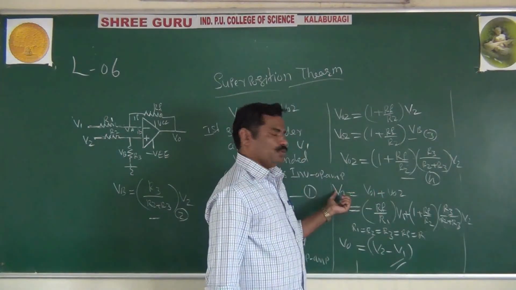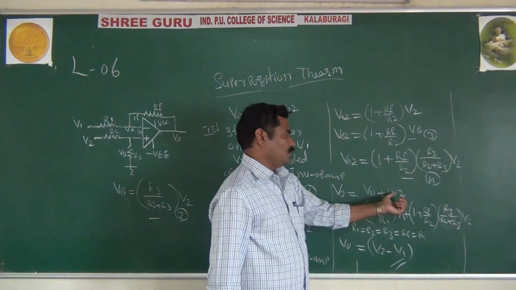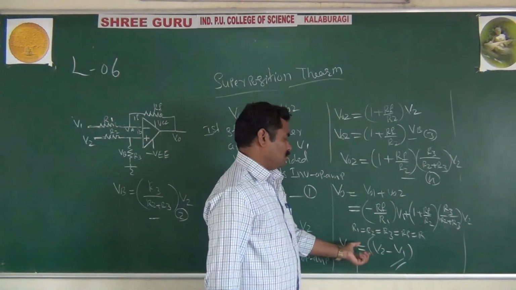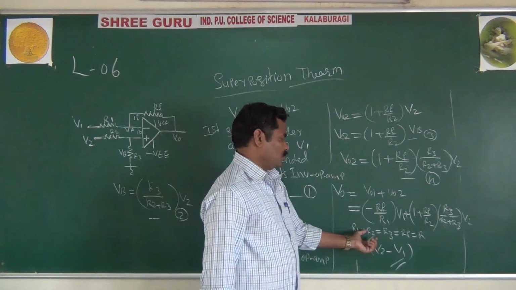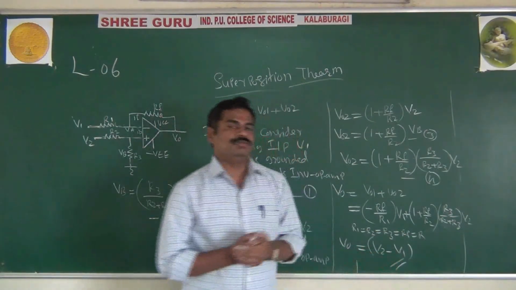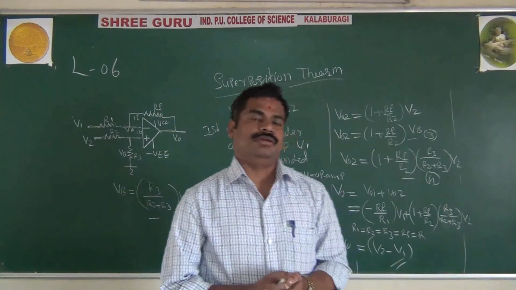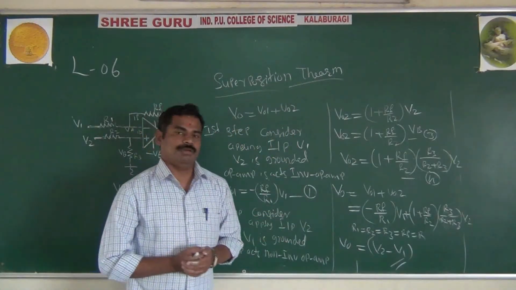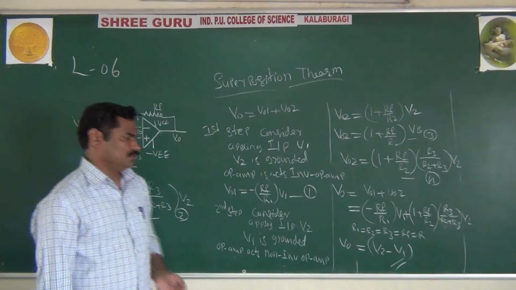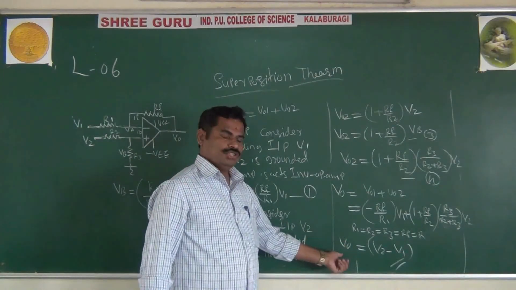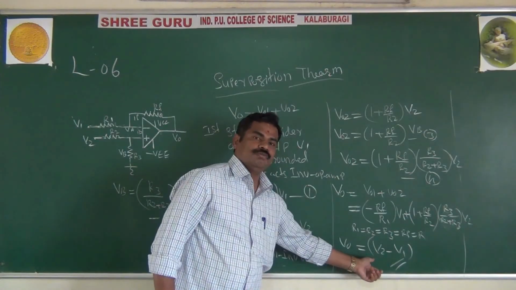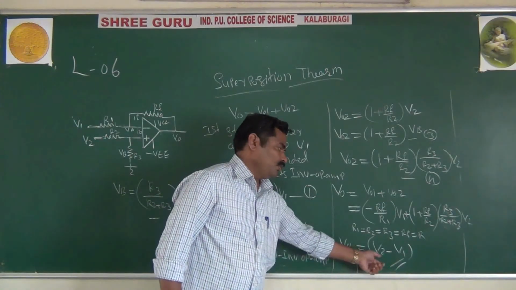Finally, we want the total voltage, V01 plus V02. We know V01, we know V02. Substitute here and simplify it, and consider the condition R1 equal to R2 equal to R3 equal to R, then you get V0 equal to V2 minus V1. This is the simple explanation and derivation for the op-amp used as a subtractor or difference amplifier. As I said here, the output voltage is proportional to the difference of the two input voltages.